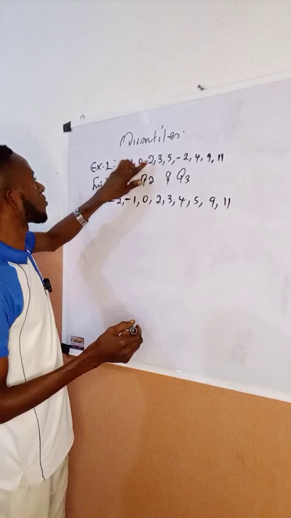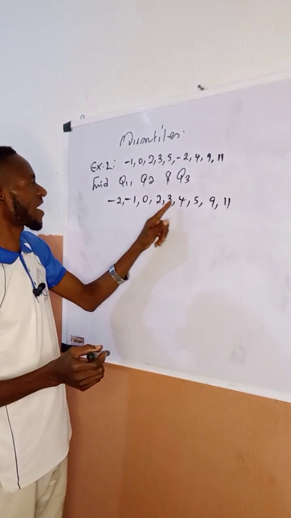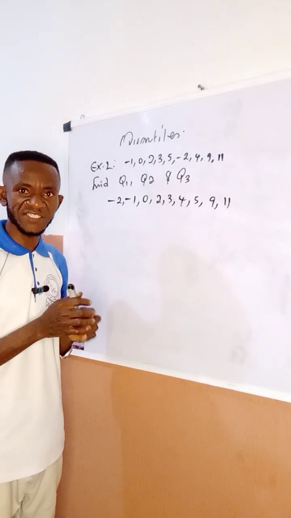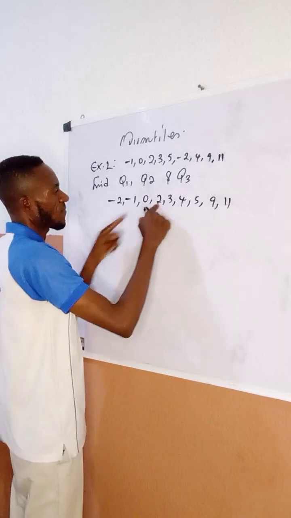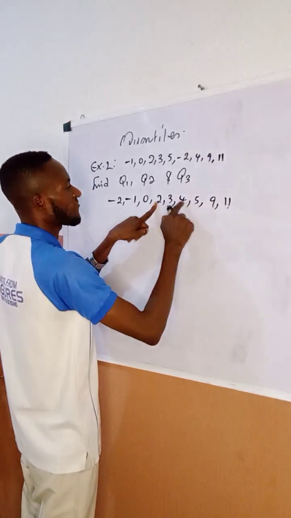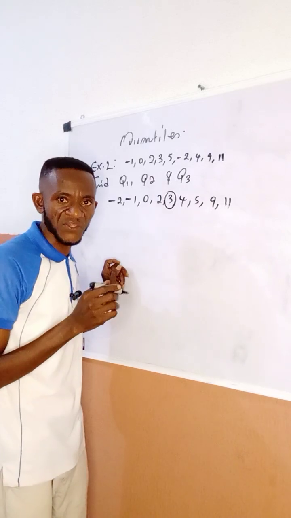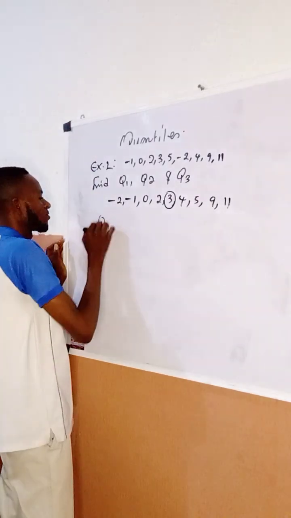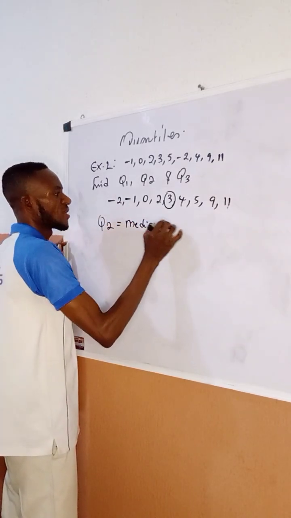So I have 1, 2, 3, 4, 5, 6, 7, 8, 9. So we locate the center of this distribution. The center is going to be the fifth: 1, 2, 3, 4. This is the center, which is the median or the Q2. So my Q2, the second quartile, which is the median, equals 3.